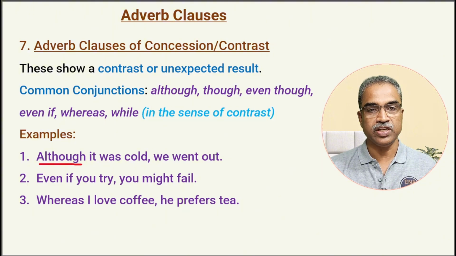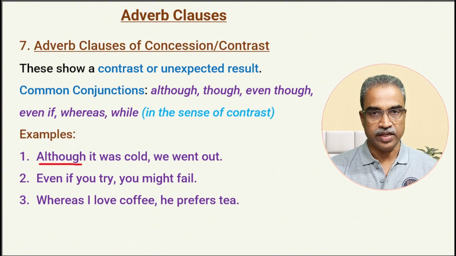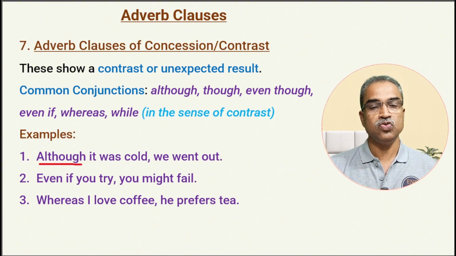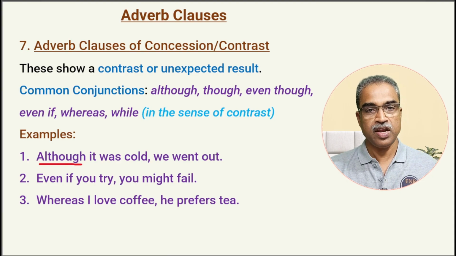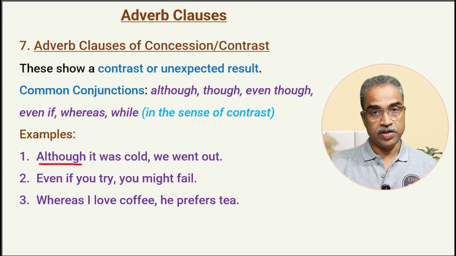So here we have two things happening. One is it is cold. Next one, we went out. Two actions or two states here. One is cold. Next one, our going out. Now think of it. When it is too cold or very, very cold outside, we are not expected to go out. We are supposed to remain at home in the comfort of our home. But here, the contrasting thing happened. What is it? When we are expected to remain at home, we went out.